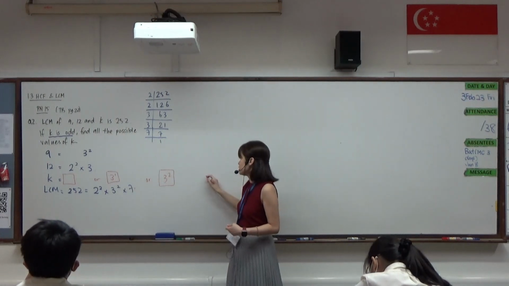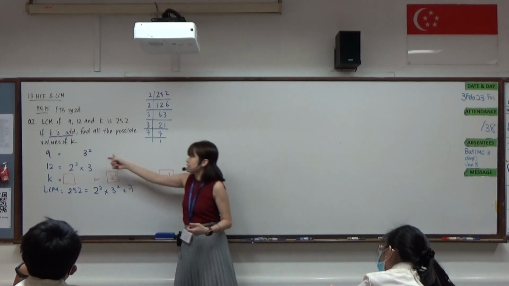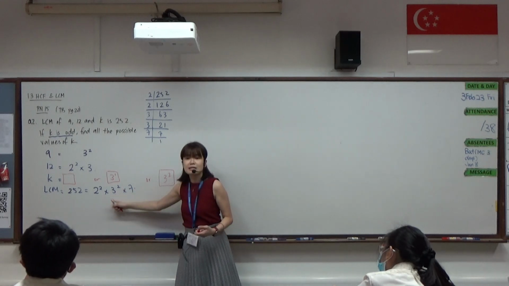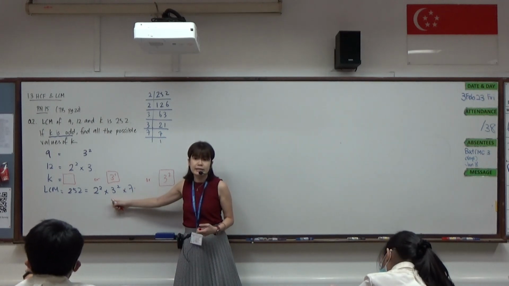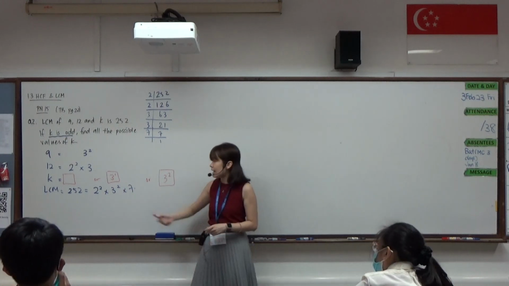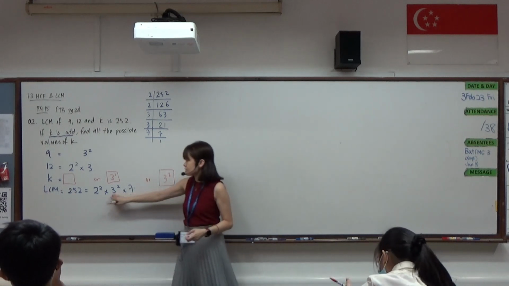But can I have 3 cubed? I cannot have 3 cubed, because if k had 3 cubed, then down here the LCM must have 3 cubed. You understand? So that's why 3 cubed cannot. The options are either don't have, 1 only, or 2 only. So that's for 3 squared.